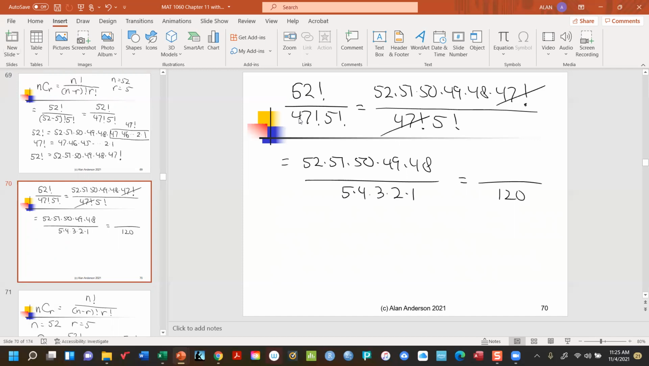So in the numerator, it's still a gigantic number: 311,875,200. So when you finally divide that out by 120, you get 2,598,960 possible poker hands.